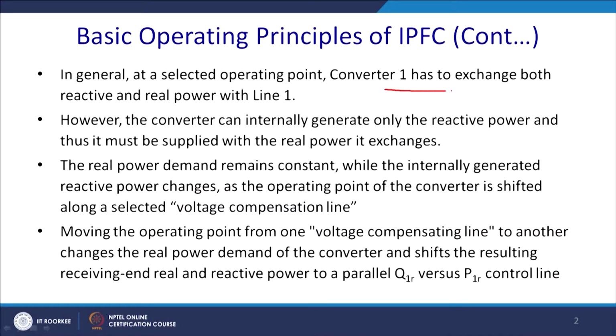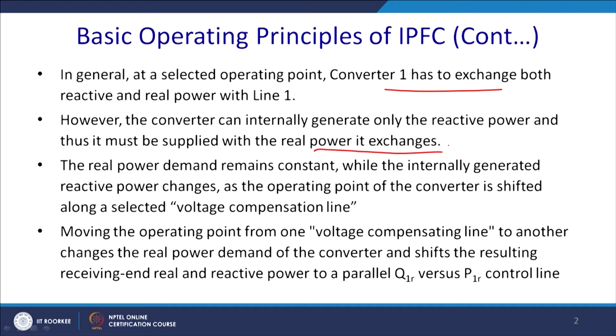What we discussed in our previous class is that, in general, at a selected operating point, the converter has to exchange both reactive and real power with line 1. However, the converter can internally generate the reactive power by managing the angle between the voltage and current, and thus it must be supplied with real power exchange capabilities. The real power demand remains constant while the internally generated reactive power changes.